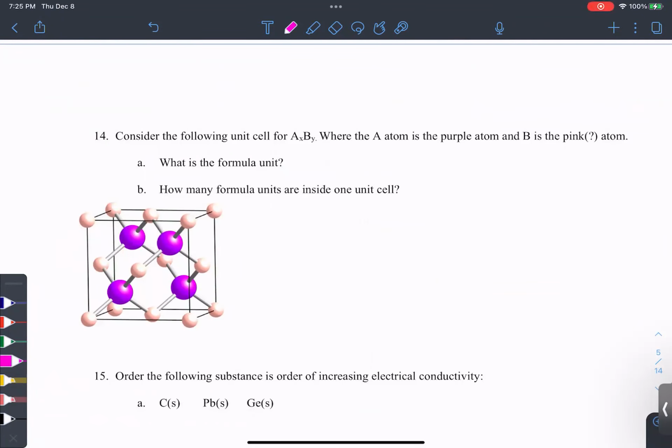All right, so 14, and then we'll be done with 12, I think. And then we'll do old stuff. I haven't even been drinking my LaCroix.